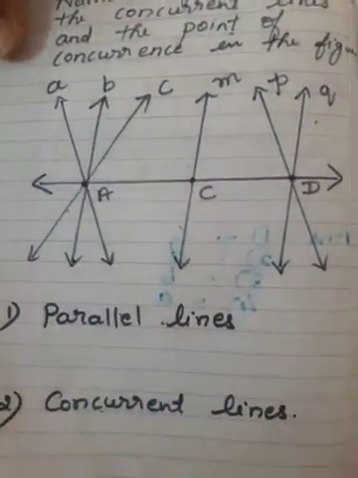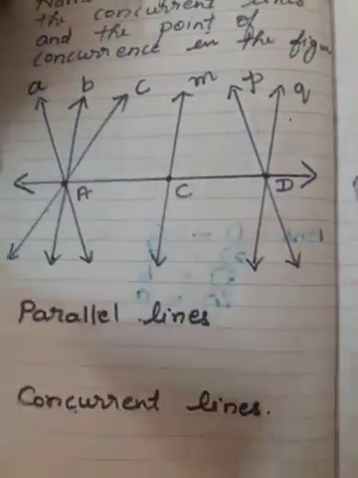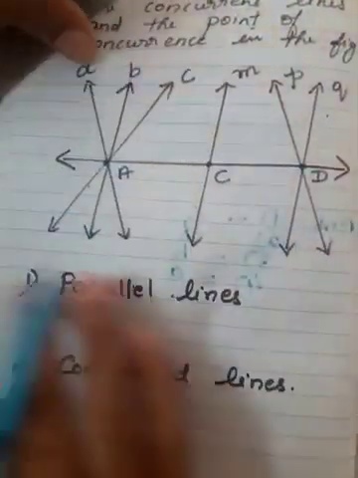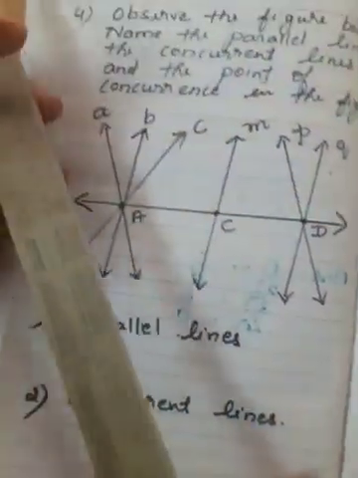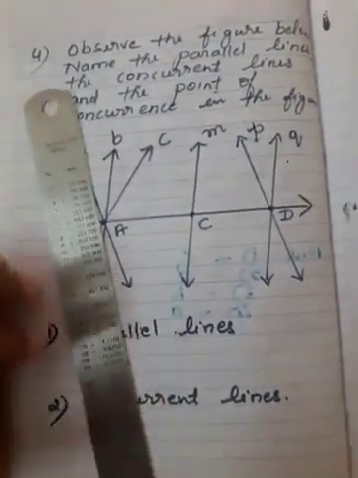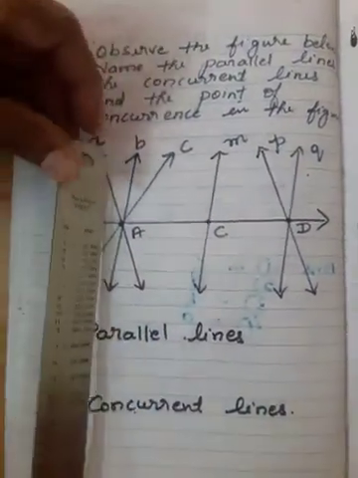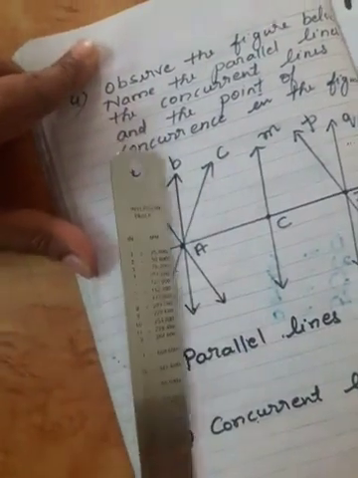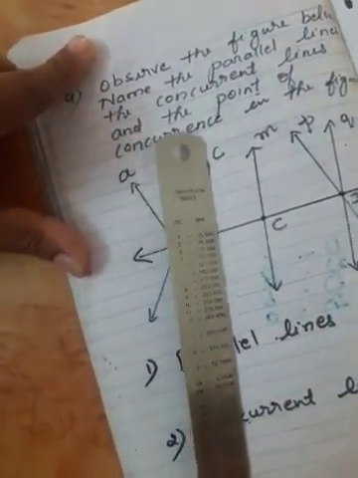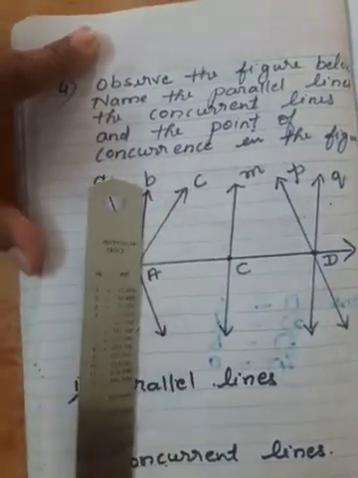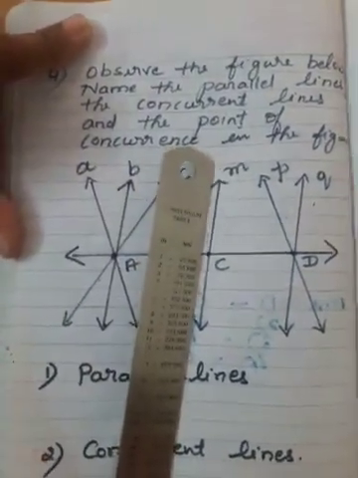You know what are parallel lines? Parallel lines means when two lines do not intersect each other at one point, so they are called parallel lines. Now can you see parallel lines in this figure? Now look at this line. Which line? Line B. Line B is parallel to line M. Correct? Line B is parallel to line M.